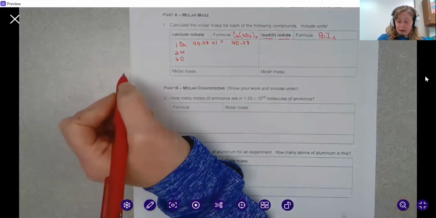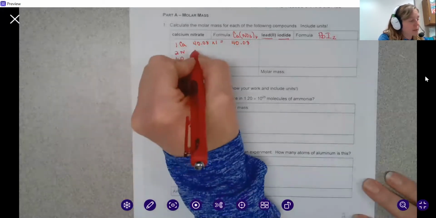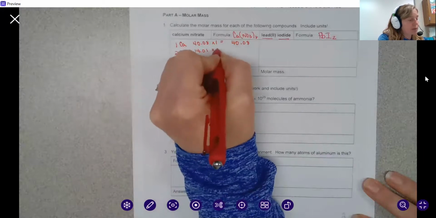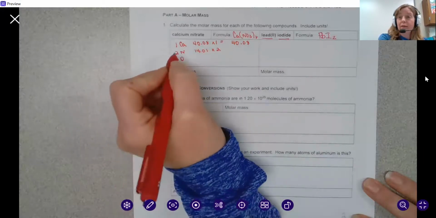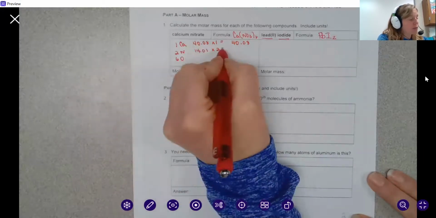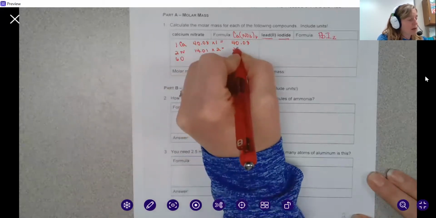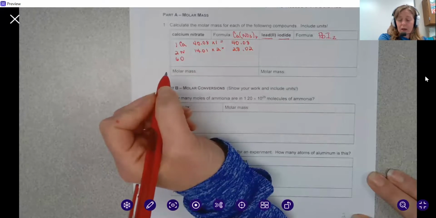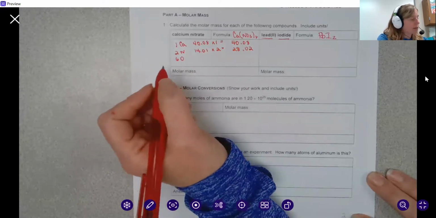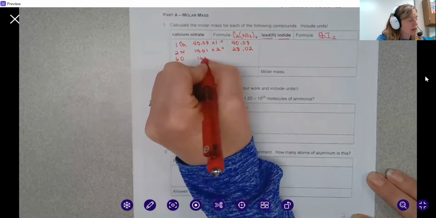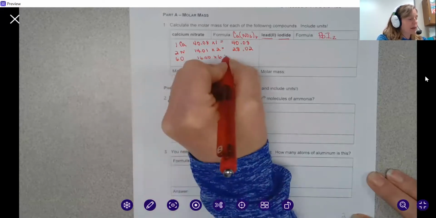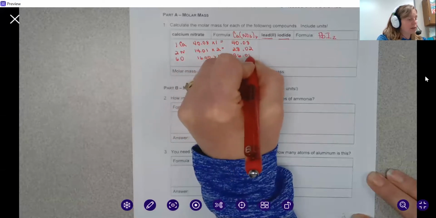Now I'm going to find nitrogen. Nitrogen has an atomic mass of 14.01, and I'm going to times that by 2, because I have 2 of them. That's going to give me a mass of 28.02. And then oxygen has a mass of 16, and I have 6 of them. So I'm going to times that by 6, and that's going to give me 96.